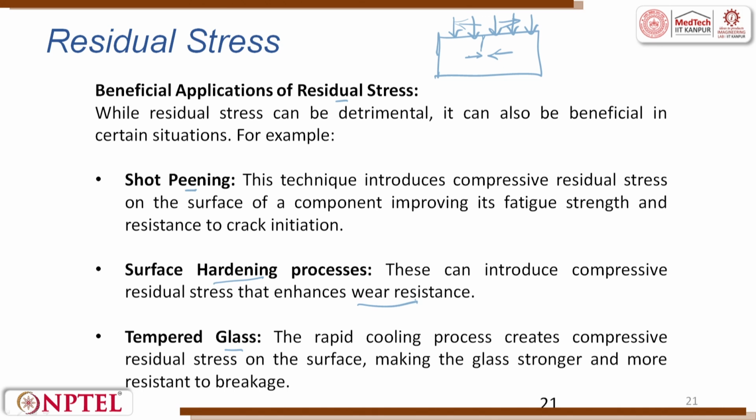The tempered glass: a rapid cooling process creates compressive residual stress on the surface, making the glass stronger and more resistant to break. So, the glass is a brittle material. When you throw a stone, it immediately breaks, but when you temper it, how do you temper it? Take it to a slightly higher temperature, quench it. So, it induces compressive residual stress. So, tempered glass is used in windshields.